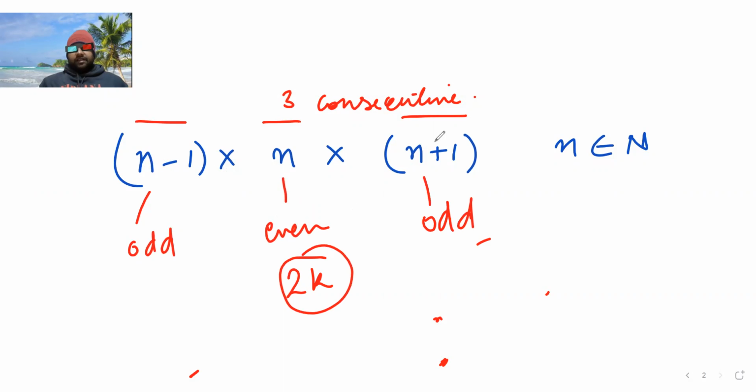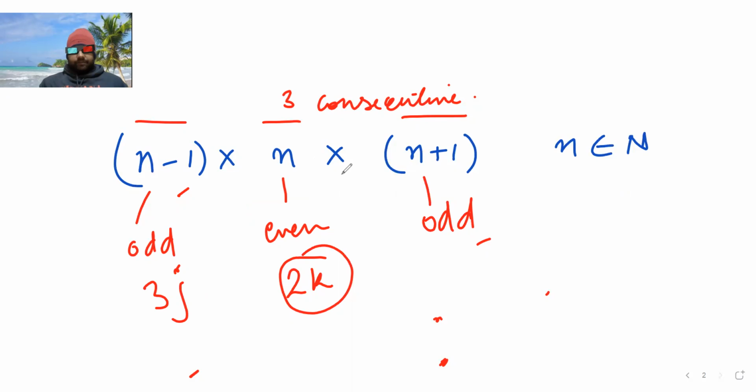Now these three are three consecutive numbers. One of them has to be a multiple of 3. Therefore, if this is a multiple of 3, then fine, I can write it as 3j. Chances are that this number itself could be a multiple of 3 because it's an even number. It's an even multiple of 3, so it will be divisible by 6.